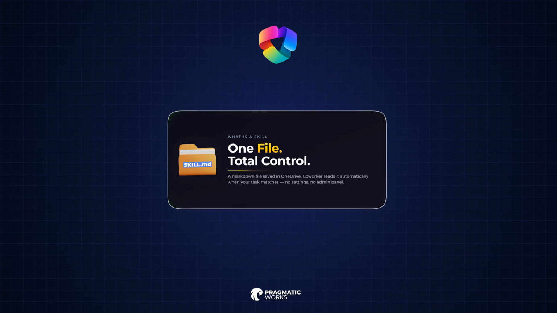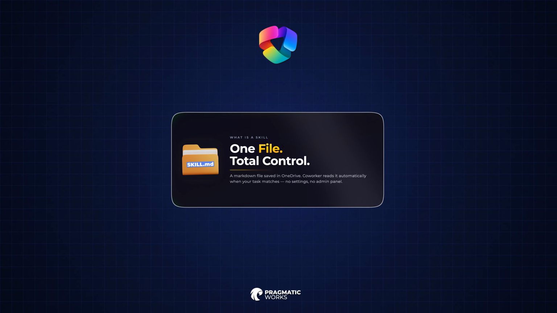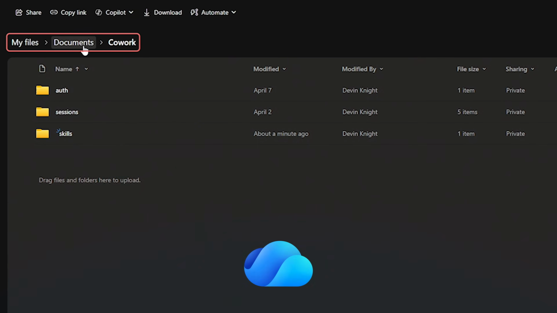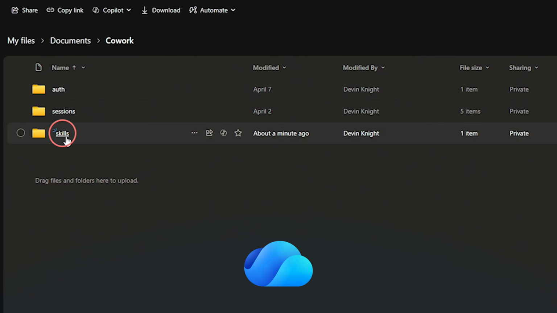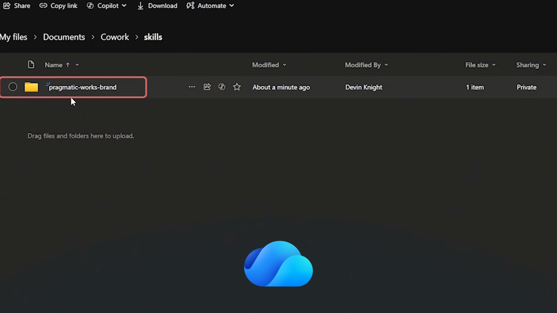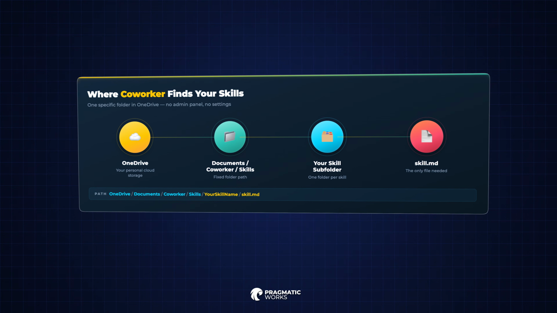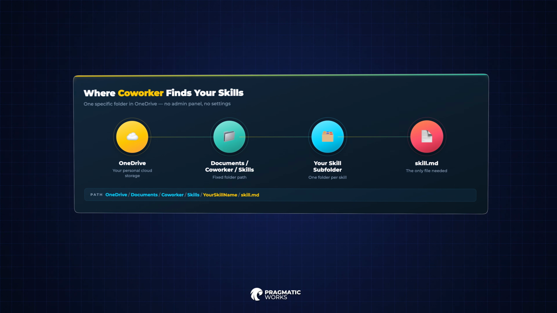So what are skills inside of Cowork? A Cowork skill is a markdown file, specifically a file named skill.md, MD meaning markdown, that you drop inside of a specific folder in your OneDrive. When Cowork picks up a task that matches your skill's description, it loads those instructions automatically and applies them to everything that it does within that task. You can think of it like training Cowork on your rules and your way of working without touching any settings or admin panels. It's a file that you have saved in OneDrive. Now, you can either manually create these files within your OneDrive file structure, or you can actually have Cowork build the skills for you.